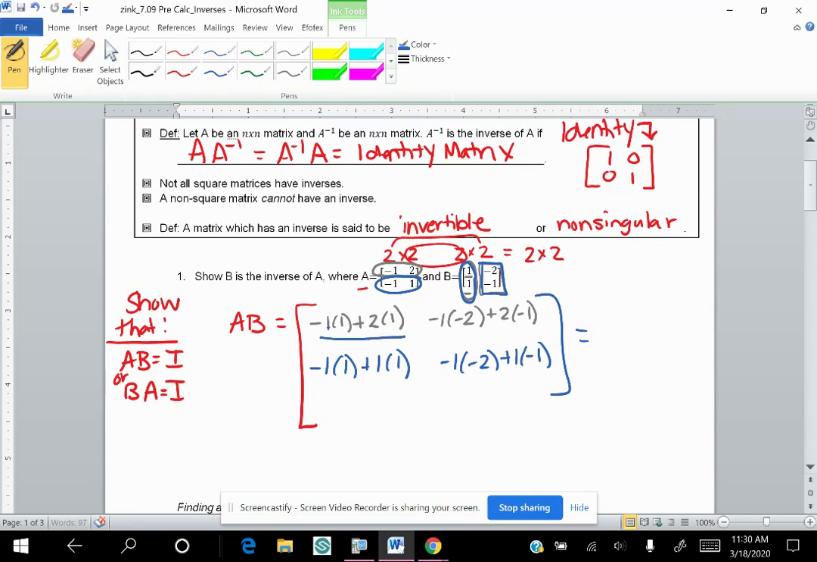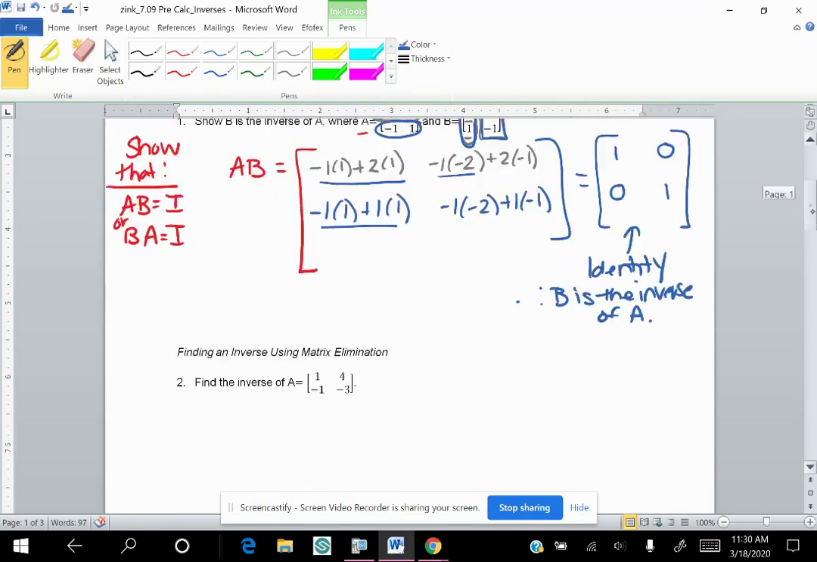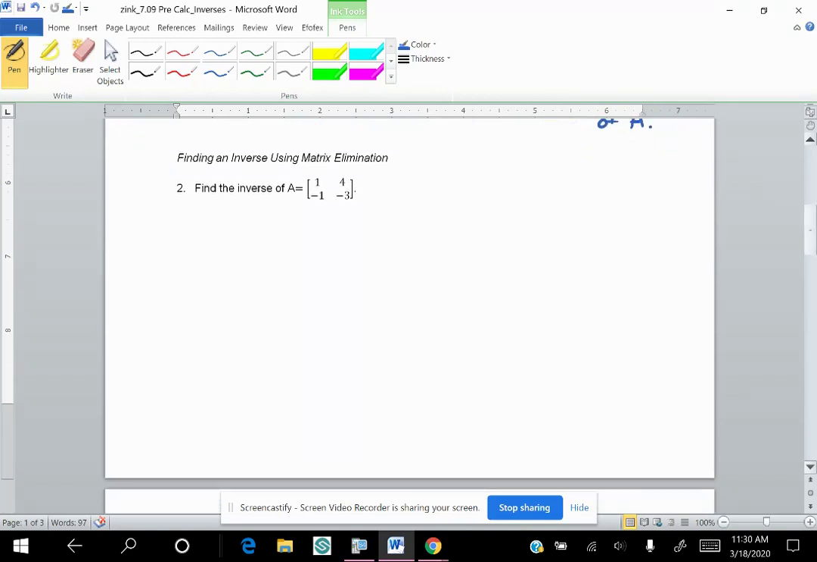For the first one, -1 times 1 is -1, plus 2 is 1. -1 times -2 is +2, minus 2 is 0. -1 plus 1 is 0. And then 2 minus 1 is 1. So we did, in fact, get the identity matrix. Therefore, B is the inverse of A. Okay, so that's just showing that it's true.